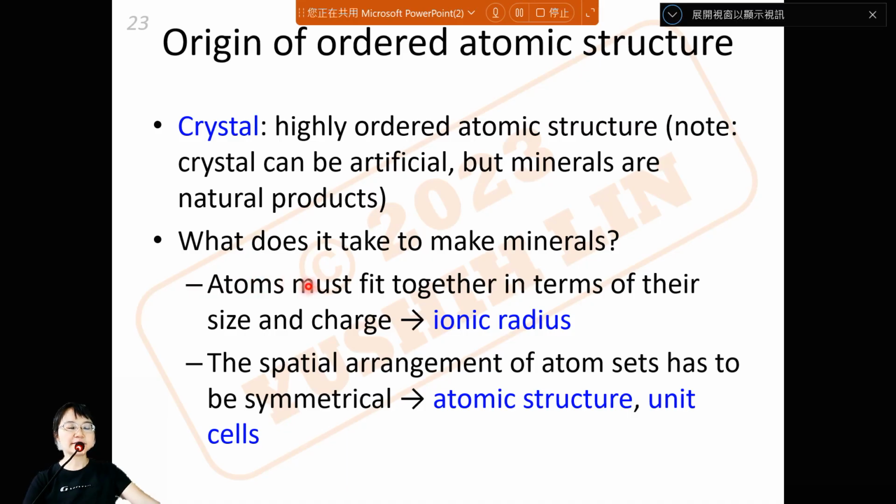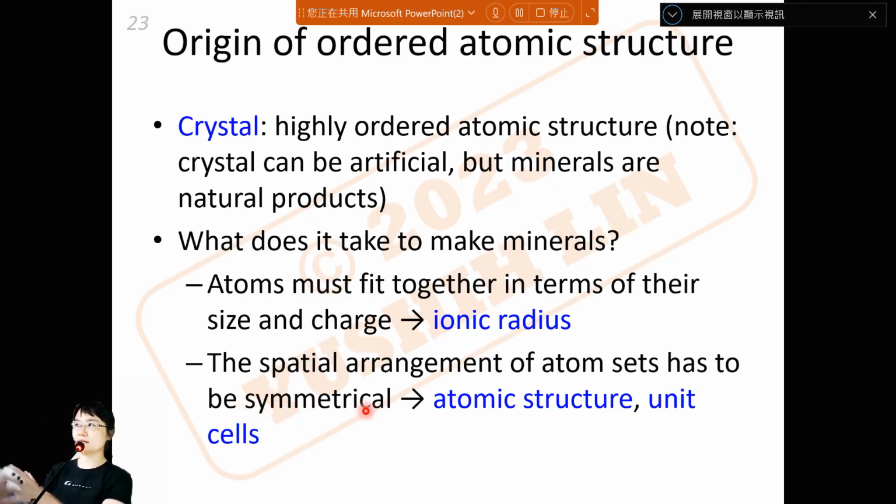First, atoms must fit together in terms of their size and charge. They have to be able to pack together. They shouldn't be randomly spread out, then they don't make crystal. So they need to fit together. This part was also your assignment for the B student. And the second is their structure has to be symmetrical.